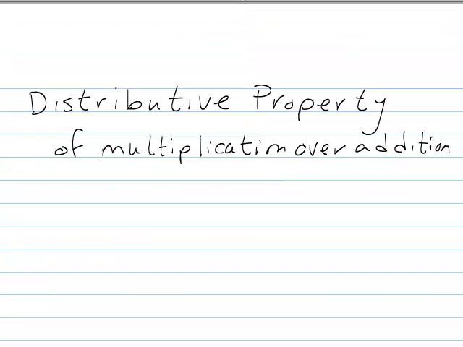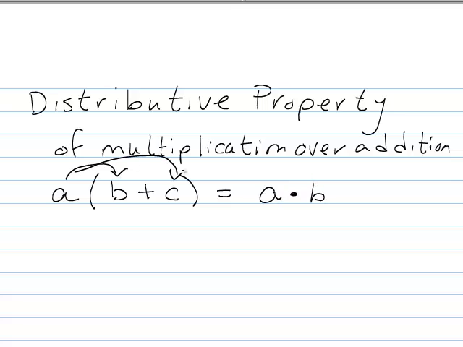And the last one we're going to talk about right now is the distributive property of multiplication over addition. So if we have A multiplied by the quantity B plus C, we can distribute the A over the numbers in the parentheses. And so we take A and multiply it by B, and then to that we add A multiplied by C, and we'll get the same answer.